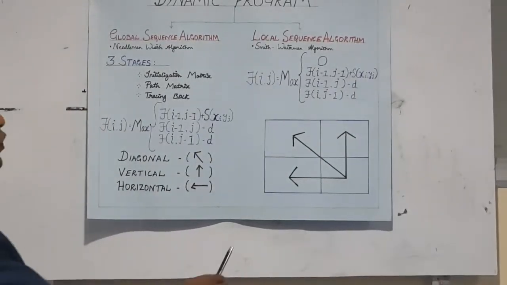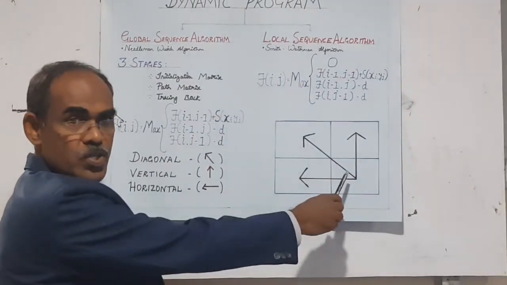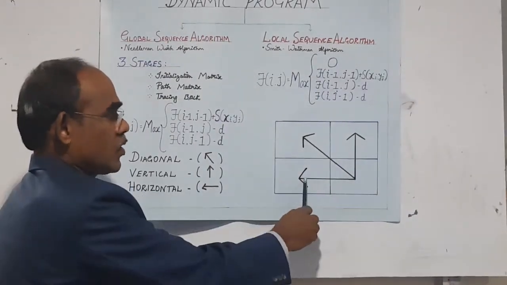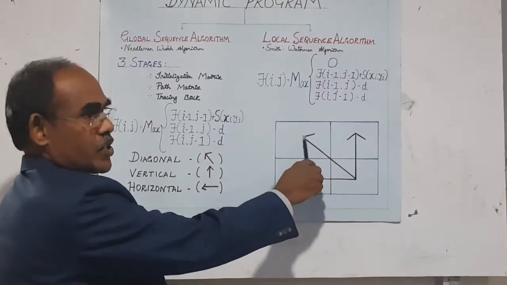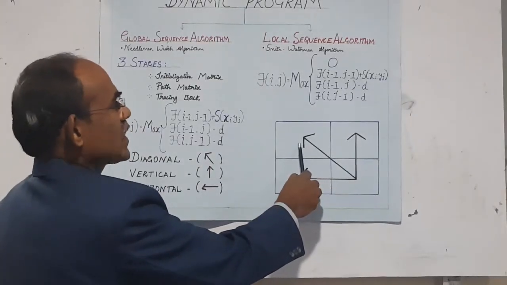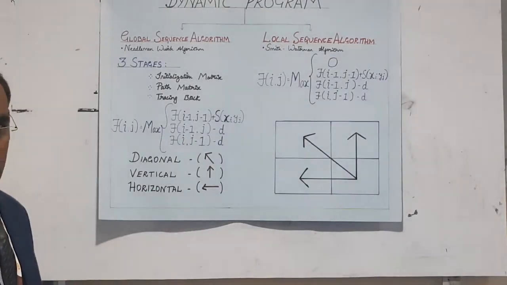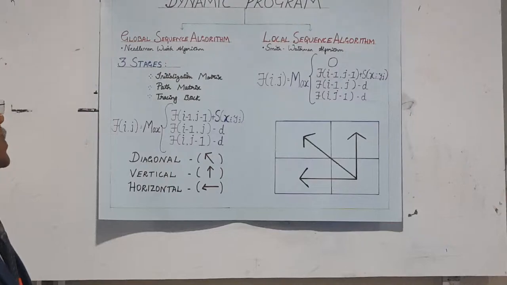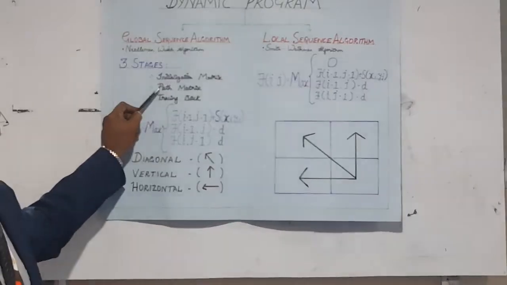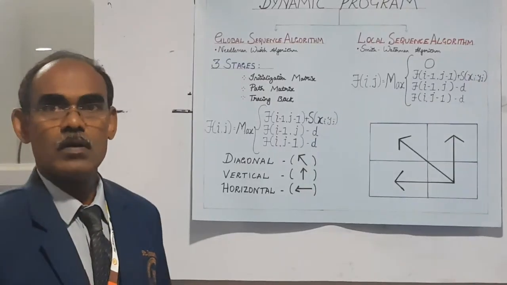And suppose you are going to fill the value for this cell, just like the previous case, here also we get the value from the vertical direction, or the horizontal direction, or from the diagonal direction, that is f of i minus 1 comma j minus 1 plus s of x i, y j. Here also the entire program will be done in three different stages. The first one is initialization matrix construction, the second one is path matrix construction, and finally we have to trace back and get the alignments.